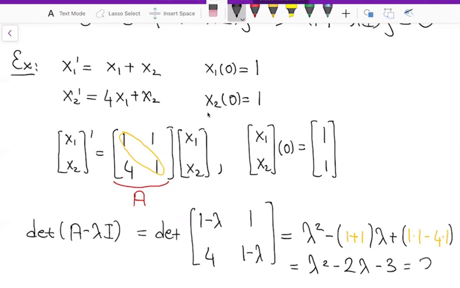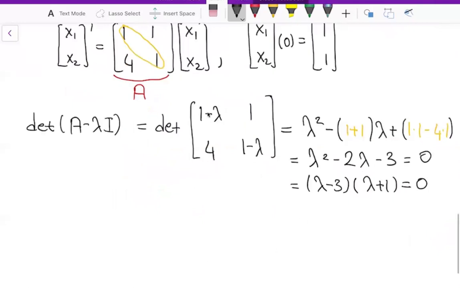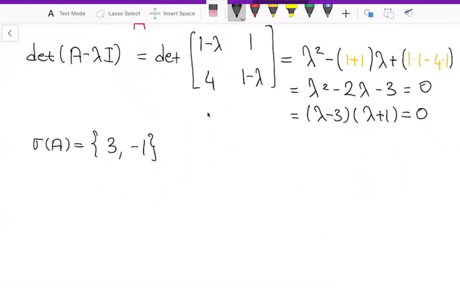If you make it equal to 0, then this is lambda minus 3 times lambda plus 1 equal to 0. So what are the eigenvalues then? Sigma of A, the eigenvalues, are 3 and -1. Now let's try to find the eigenvectors for these. Lambda is equal to 3.